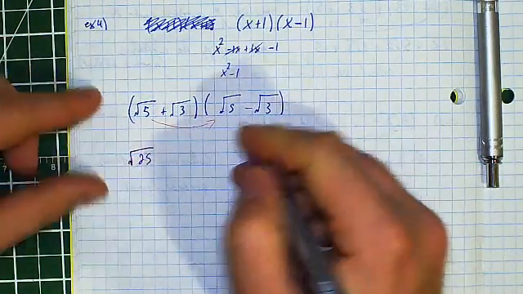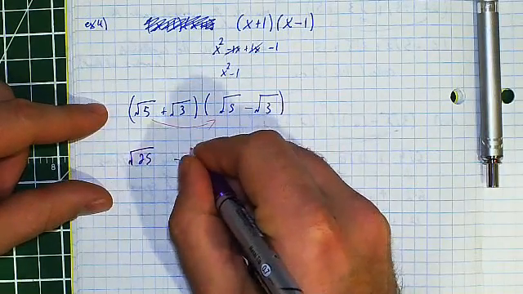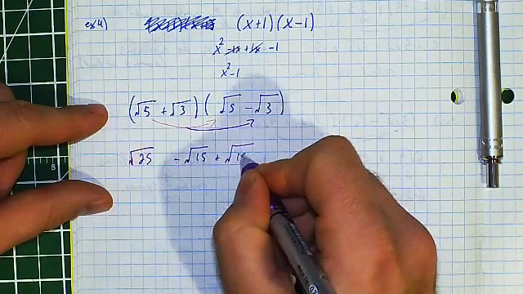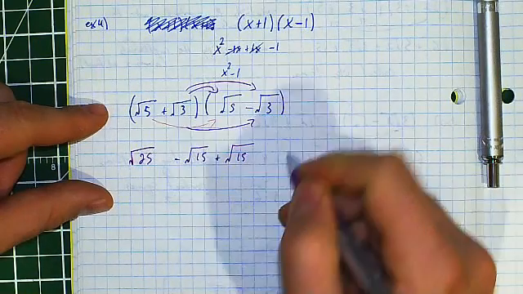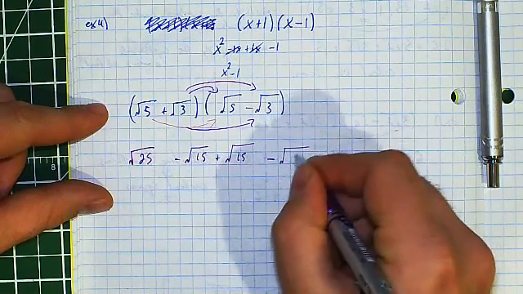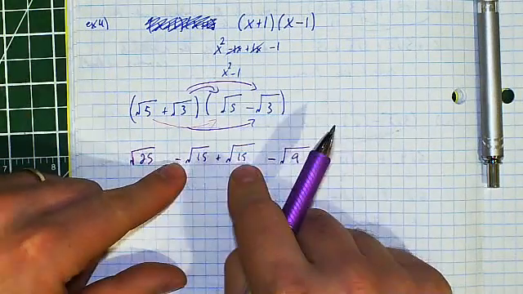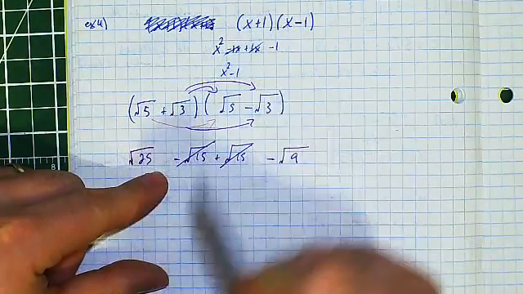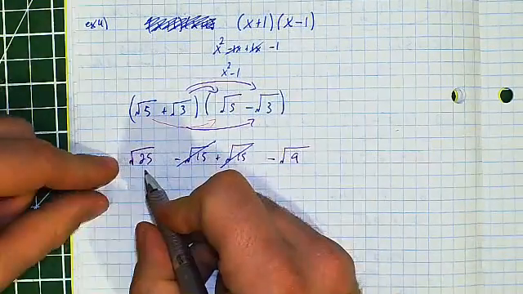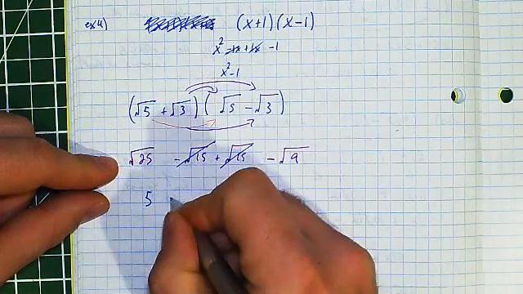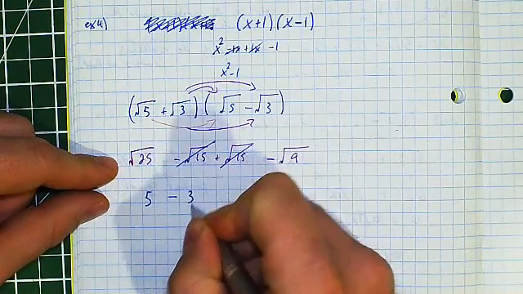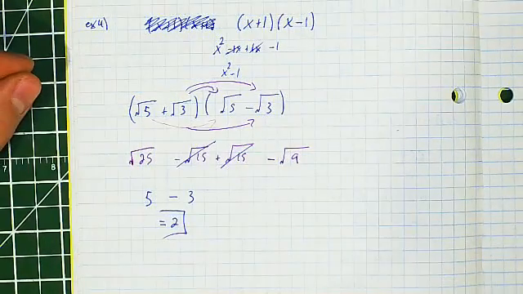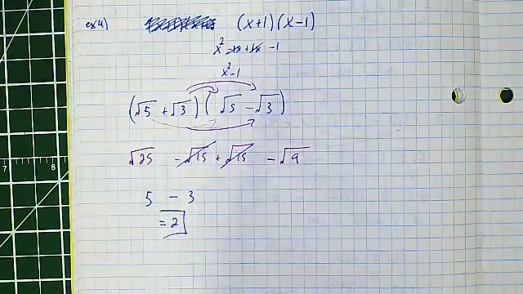root 25. And then root 5 times negative root 3 becomes negative root 15. We get positive root 15. And root 3 times negative root 3 becomes negative root 9. Negative root 15, positive root 15, these guys will cancel out, much like last time. And if we were to simplify this, well, the square root of 25 we understand is 5 minus, well, the square root of 9 is 3. So 5 minus 3, our final answer would be 2.